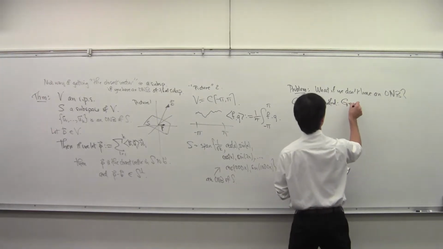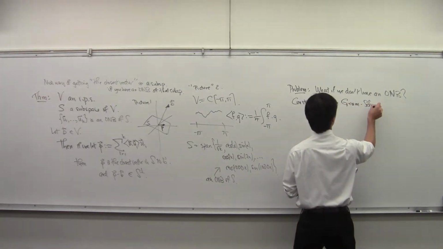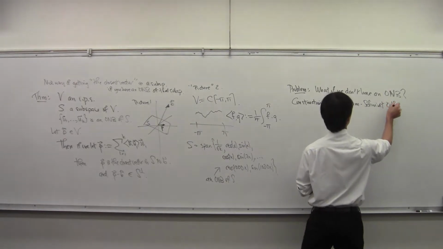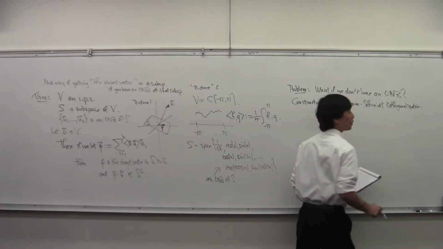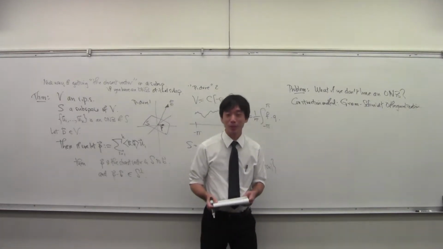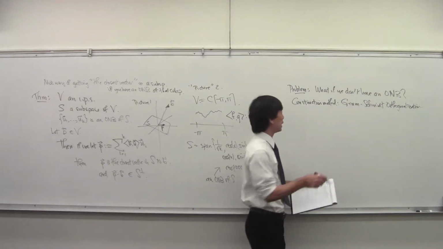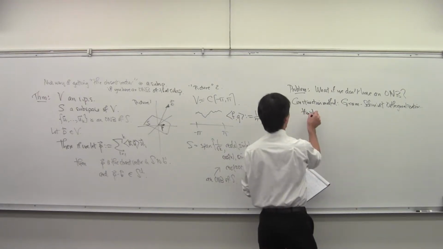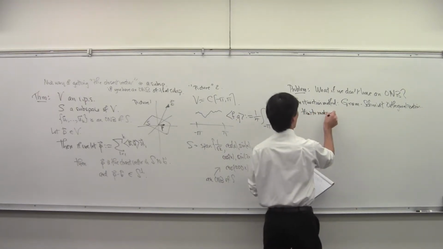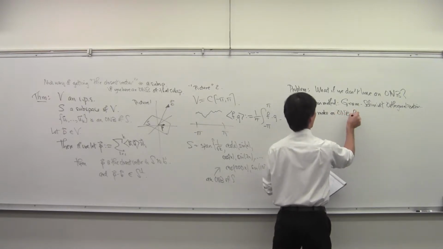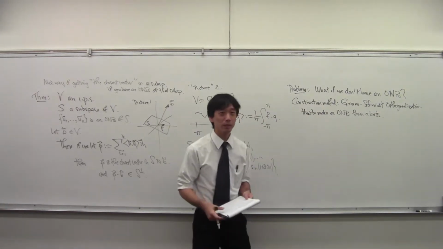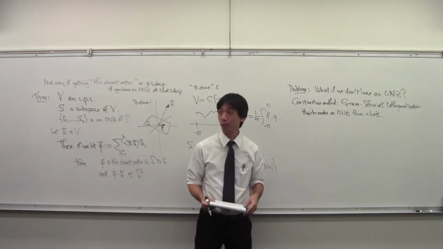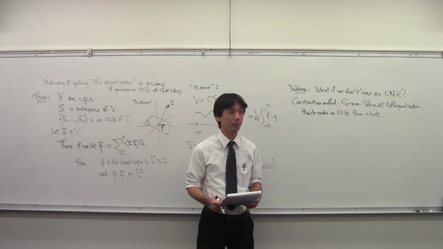Called Gram-Schmidt orthogonalization. Okay. Basically, how to make an orthonormal basis from a basis. Somebody gives you a basis, and then you want to construct the orthonormal basis out of it.